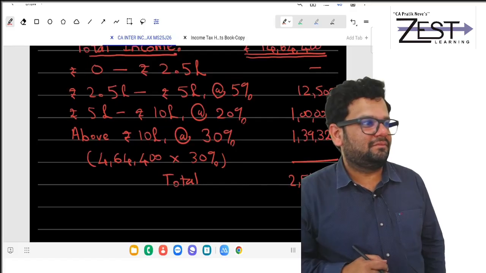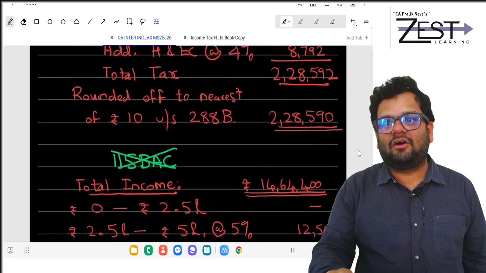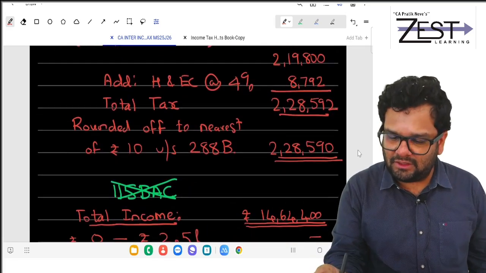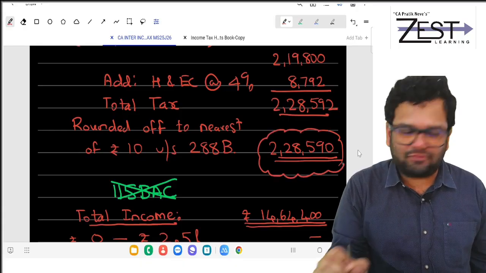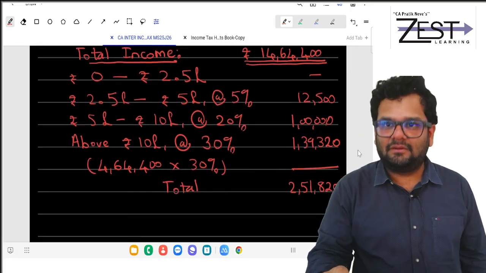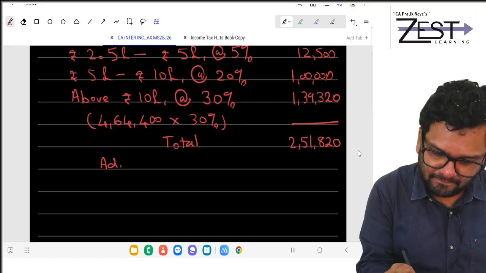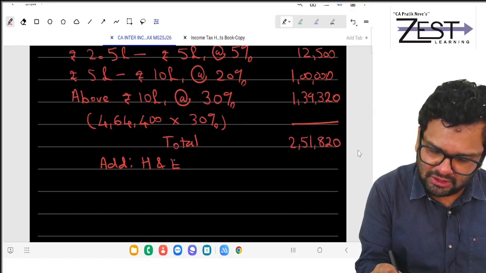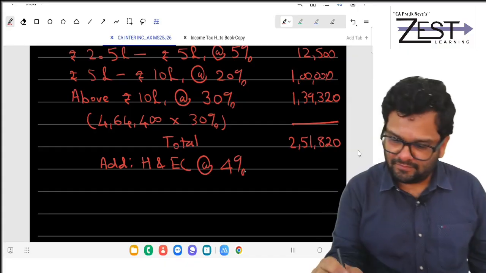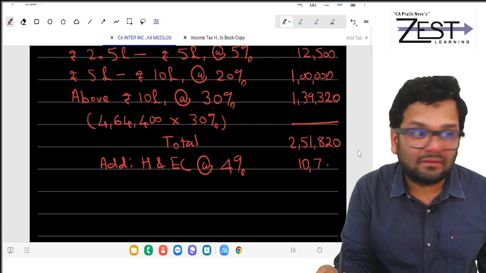Understood now what is the problem? Income was less, taxes high. Check now. On 17 lakh 66,000 also, tax is only 2,28,590. And on 14 lakh 64,400, tax is higher. Add health and education cess at 4%: 10,072.